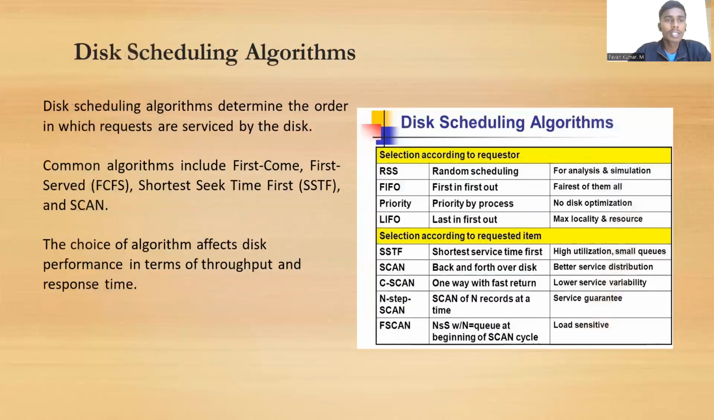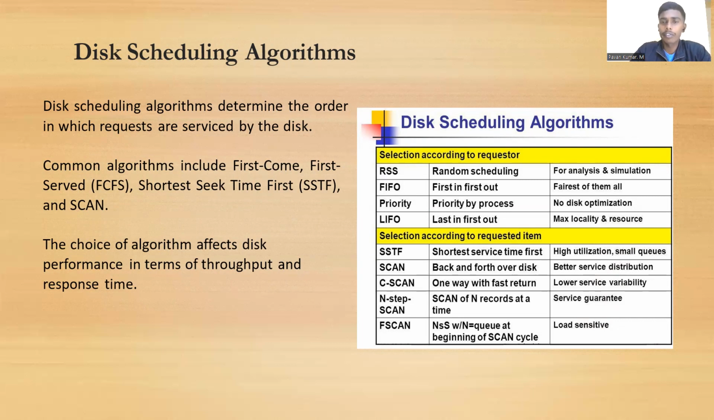So the next slide goes to disk scheduling algorithms. What are disk scheduling algorithms? They determine the order in which requests are serviced by the disk. Common algorithms include first come first served FCFS, shortest seek time first SSTF, and SCAN. The choice of algorithm affects disk performance in terms of throughput and response time.